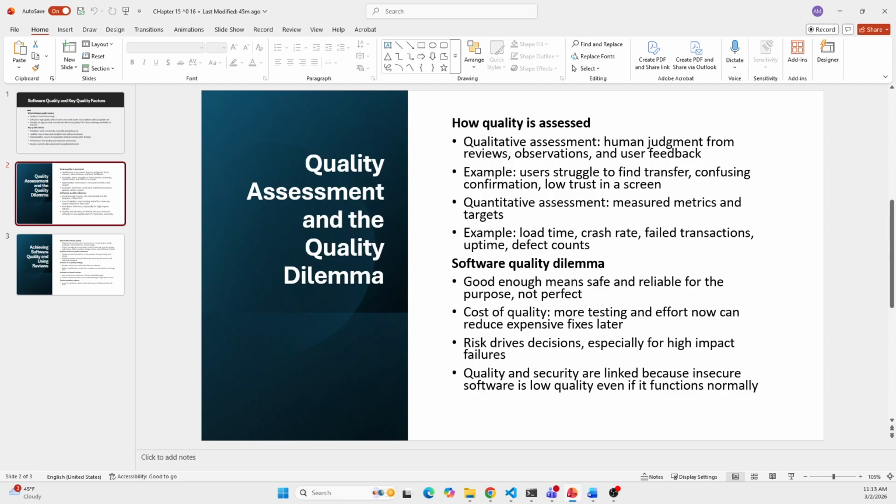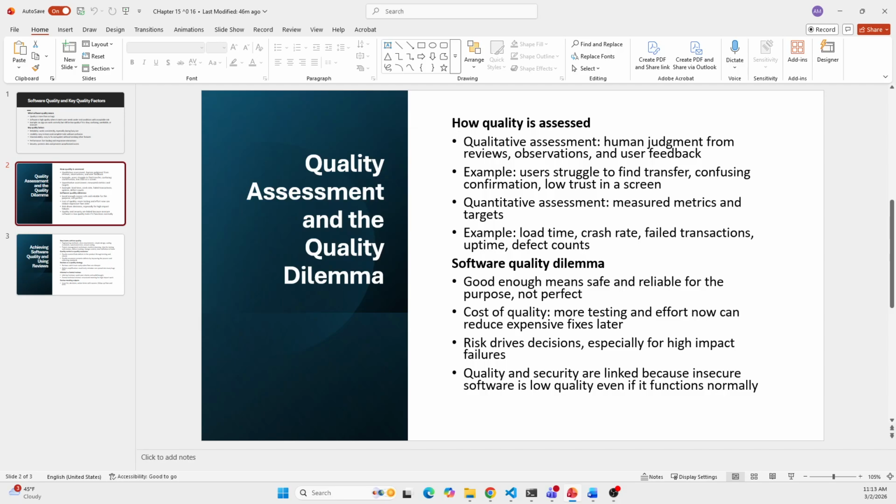So good enough depends on the impact and risk. Next we have cost of quality. Improving quality has a cost. It can require more testing, better tools, more time, more experienced staff. But low quality also has cost, like support tickets, refunds, legal trouble, or loss of trust.